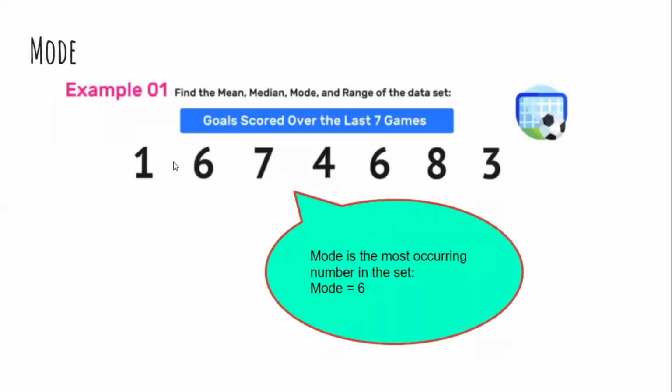Now, looking at our last example, we're finding the mode. The mode is the most occurring number, or the number with the highest frequency. As we can clearly see, every other number is written once except for 6, which repeats itself. So in this case, the mode becomes 6.